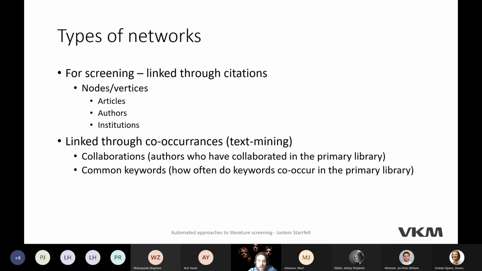It could also be linked through co-occurrences. So who is usually collaborating with others? What papers share more authors than others? You could also do it by common keywords and try to link all the different papers together by the degree to which they share keywords or have the same kind of words used in the abstract or something like that.